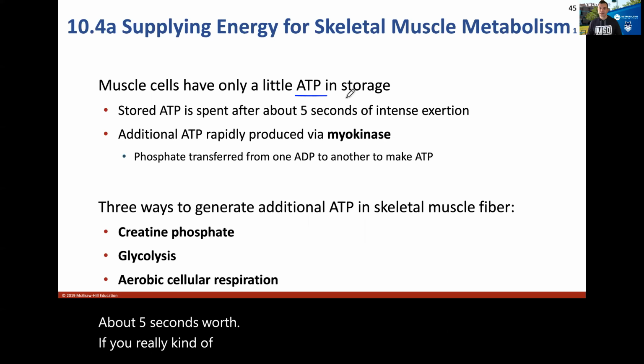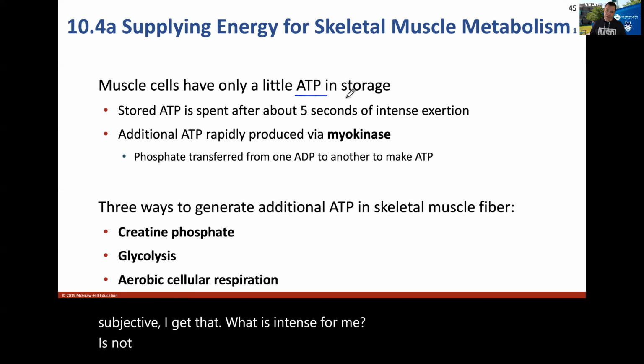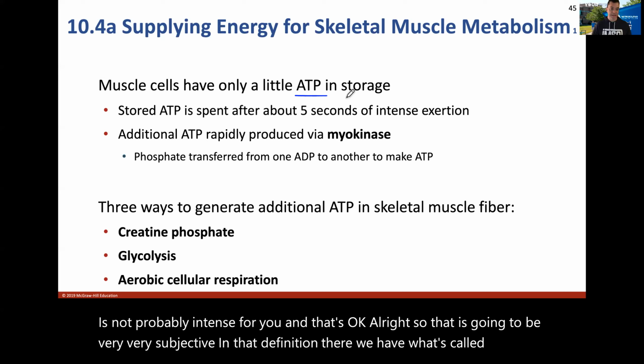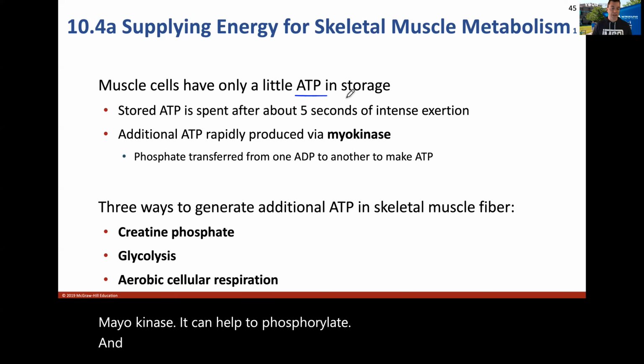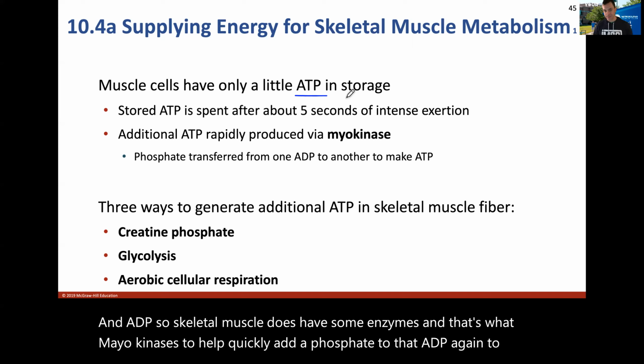and get after it. An intense exertion is very subjective. I get that. What is intense for me is probably not intense for you, and that's okay. All right. So that is going to be very, very subjective in that definition there. We have what's called myokinase. It can help to phosphorylate ADP. So skeletal muscle does have some enzymes, and that's what myokinase is, to help quickly add a phosphate to that ADP again to make ATP.